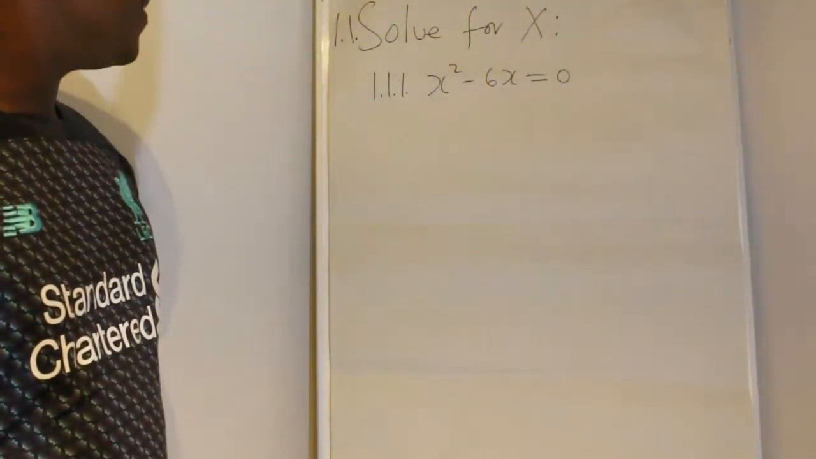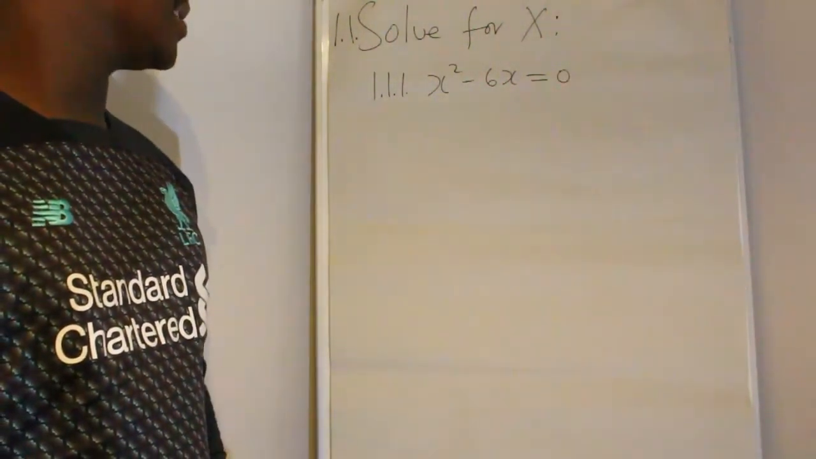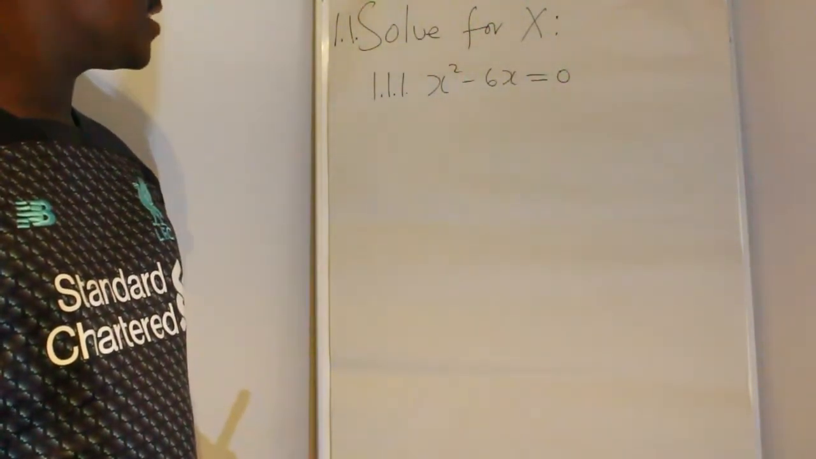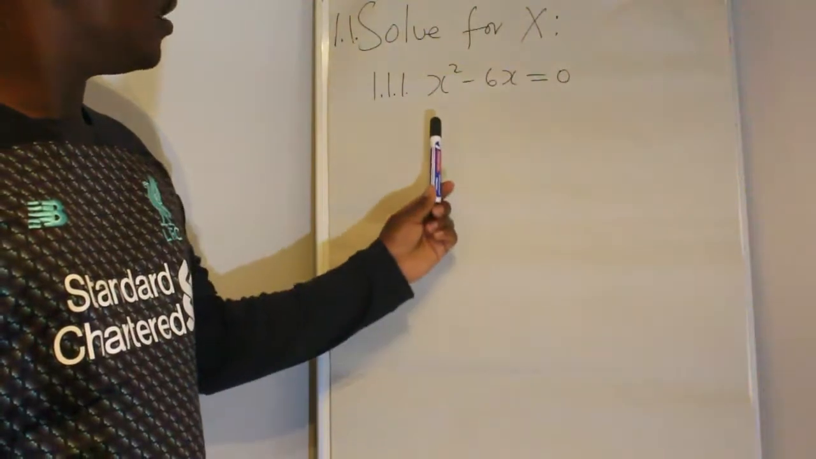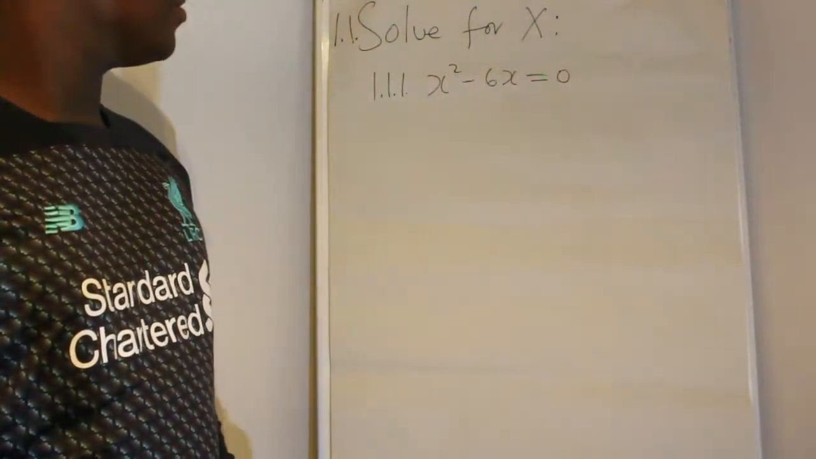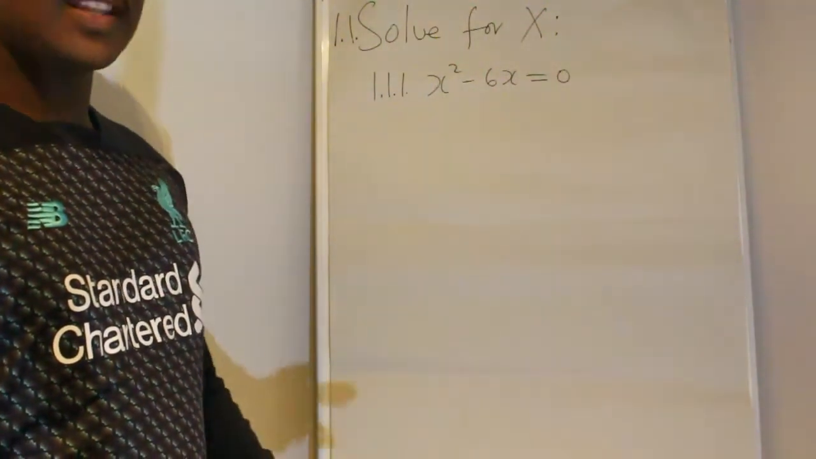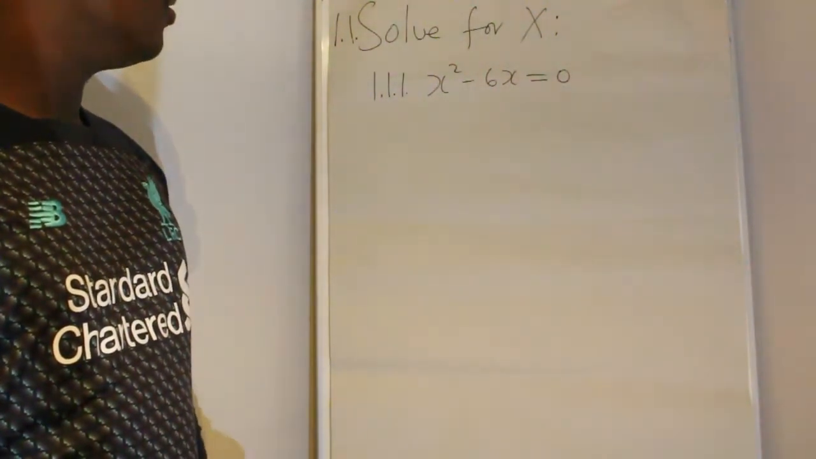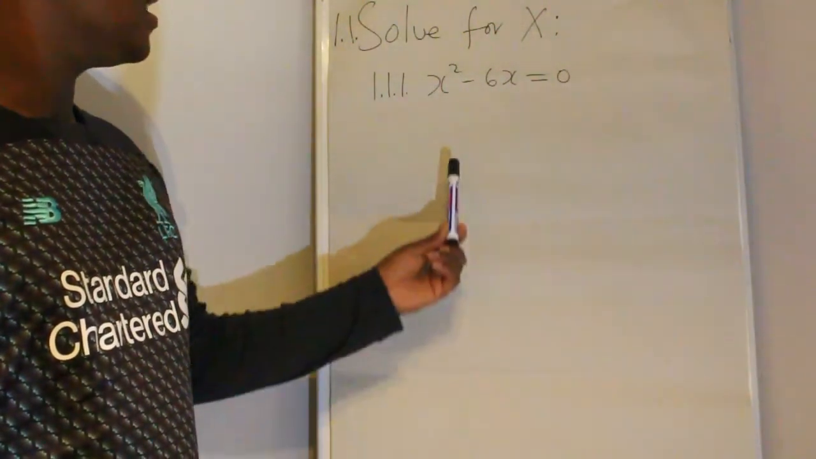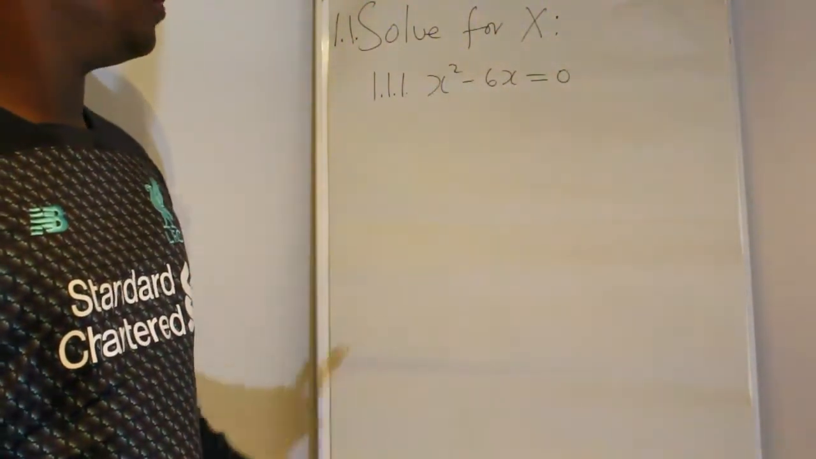When you have a problem like this, they're saying solve for x. What they're asking you is to find the values of x such that when you plug one here and substitute the other there, they give you 0. That's what they are asking you. As I said, these are quadratic equations. The highest power is 2.